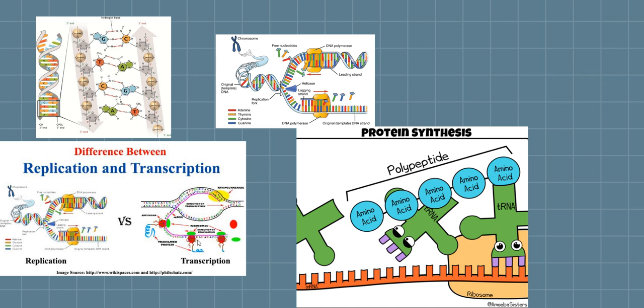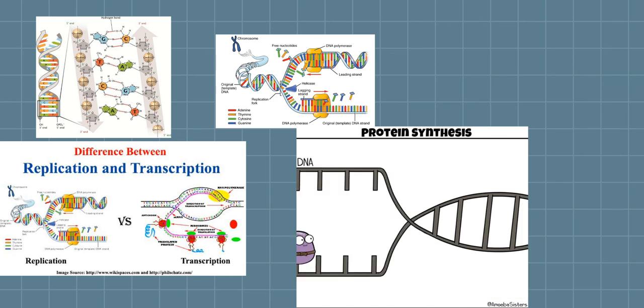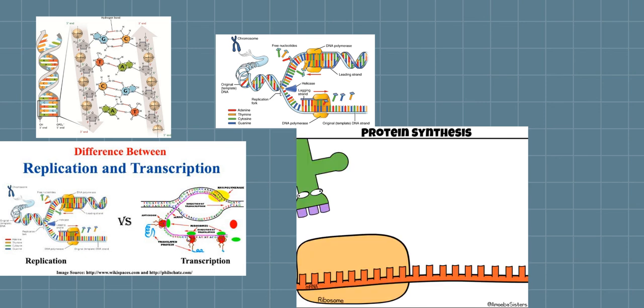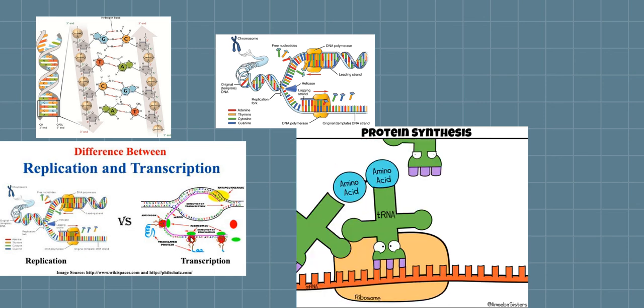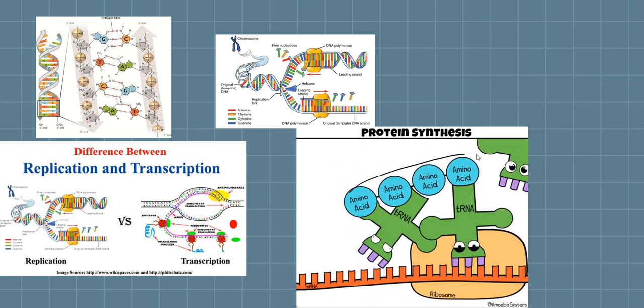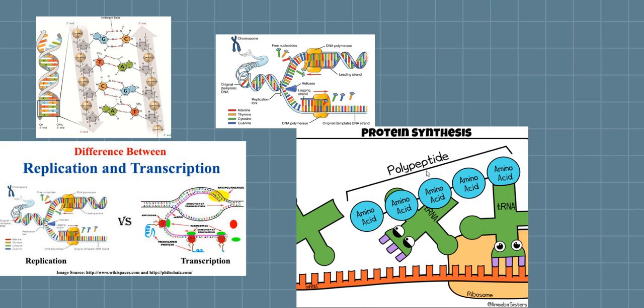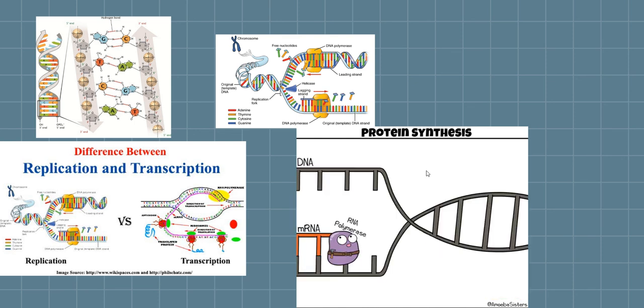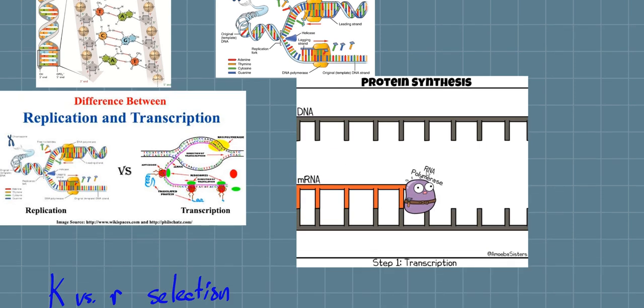And once it's at the ribosome, then the tRNA is going to bring over one amino acid at a time that's going to be matched into place. That builds, as we add on those amino acids one by one by one, that builds into a big polypeptide strand, which eventually will become a protein once we fold it up.